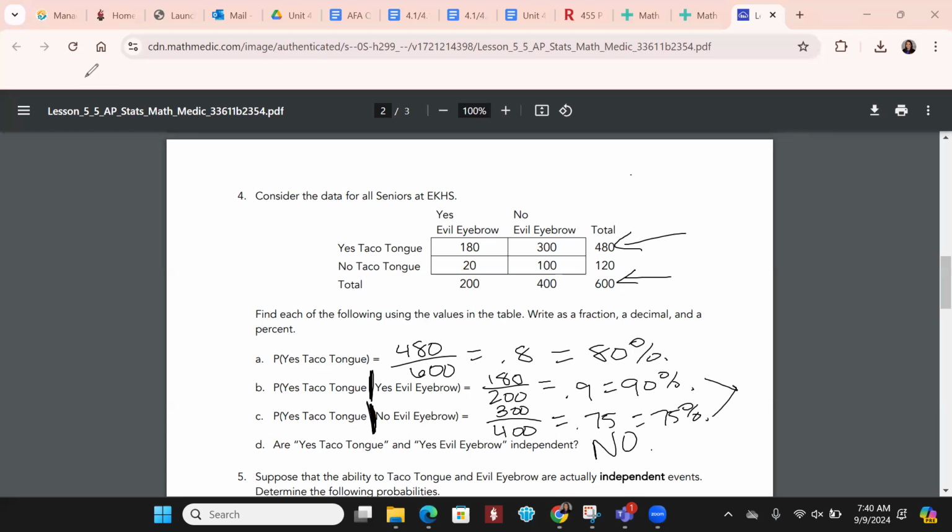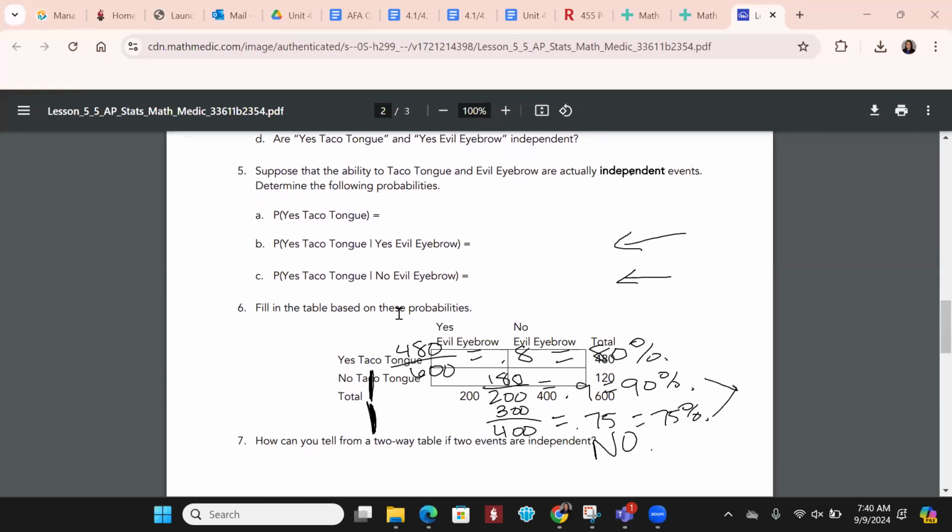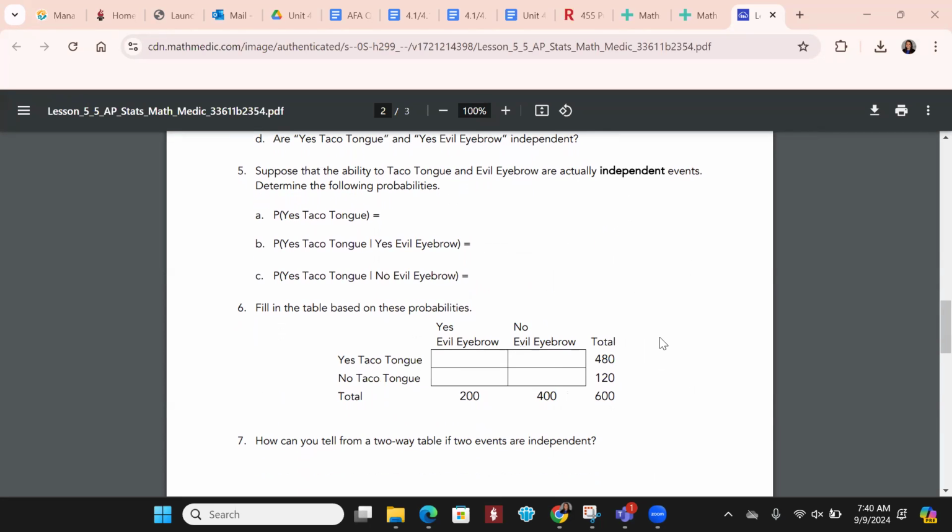All right, let's look at the next one. Suppose the ability, taco tongue and evil eyebrow are actually independent events. Determine the following probabilities. So the probability of yes, taco tongue was 80%. We already talked about that one. What is the probability of yes, taco tongue and yes, evil eyebrow? That's 80%, right? We did that one earlier. That is 90%.